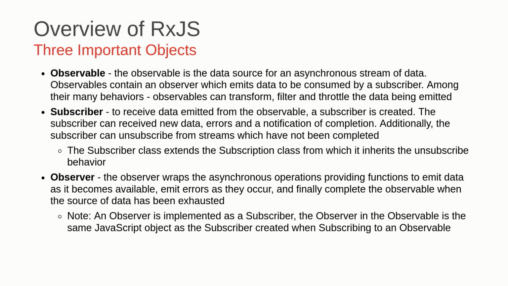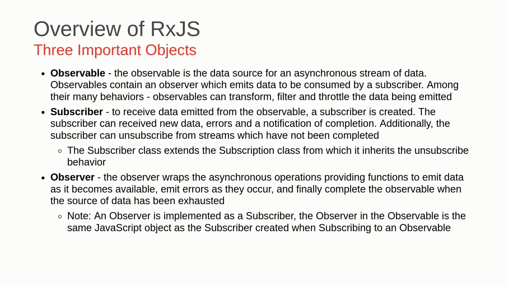Now, there's 3 important objects you want to be aware of when working with RxJS. The first one is called the observable. This is actually the data source of the asynchronous stream of data. This is going to wrap that asynchronous operation, receive the data through an observer, and then be able to set up subscriptions to that data. Observables can do things like transform, filter, and even throttle the data being emitted.